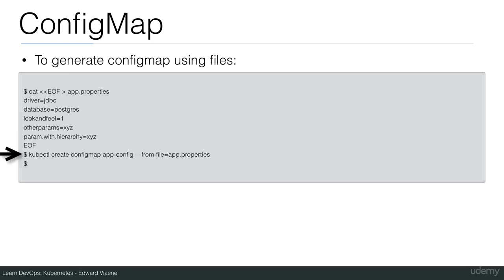We're going to call it app-config, and we're going to say from-file app.properties, and then you have a config map. This is just a very simple config map where you just have very short strings. You don't really have a configuration file, but you could also use a configuration file, and that's what I'm going to show you during the demo.